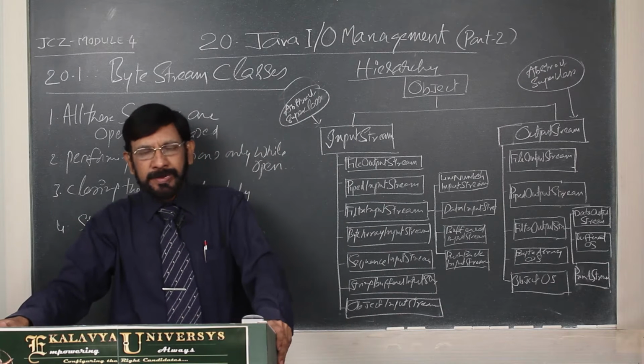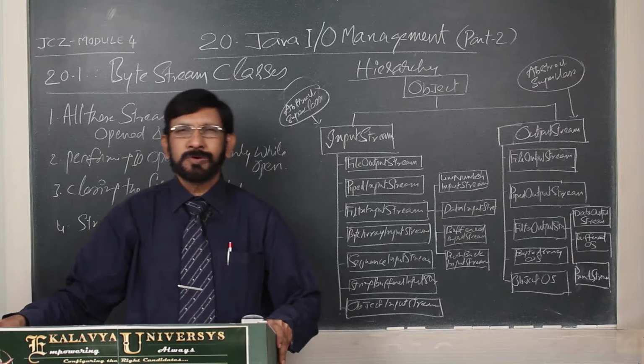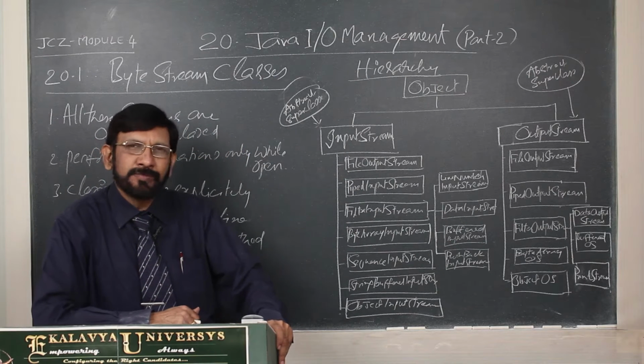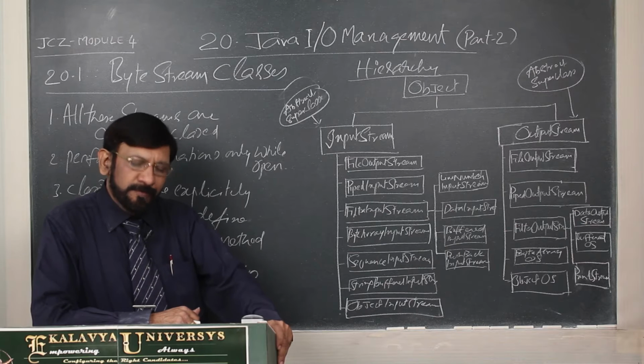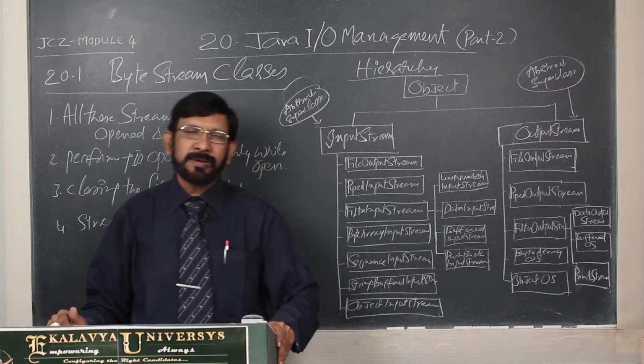Today we are taking up chapter number 20 in the Java chapter zone, module 4, Java IO management. In fact, this is the continuation of the previous chapter, Java chapter 19.